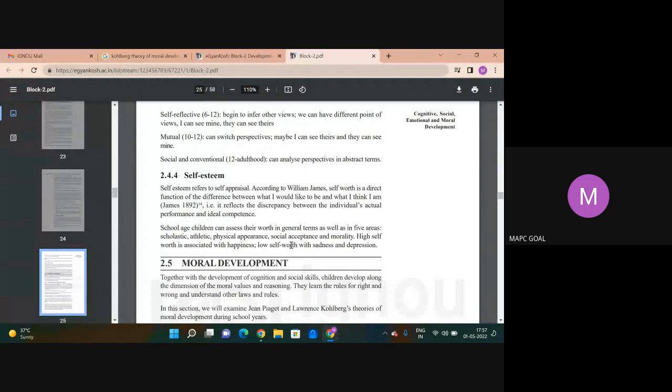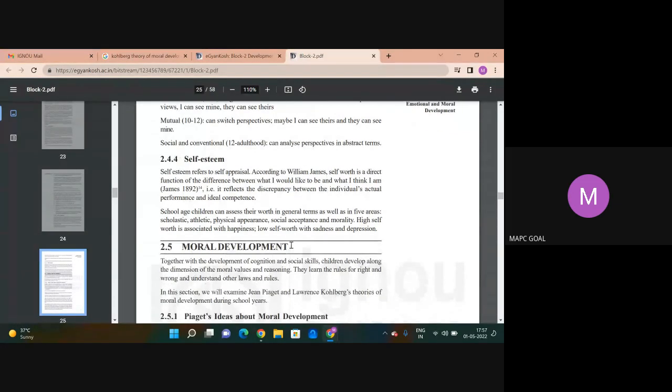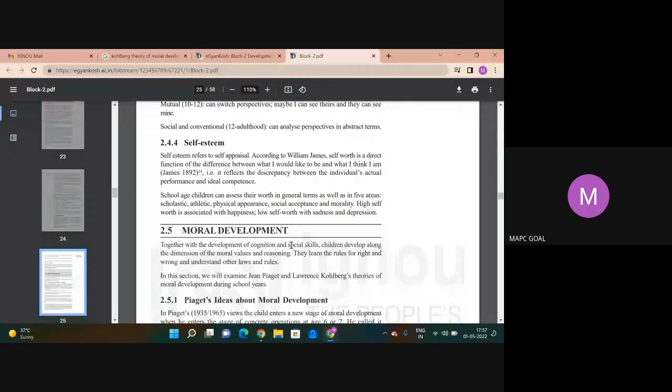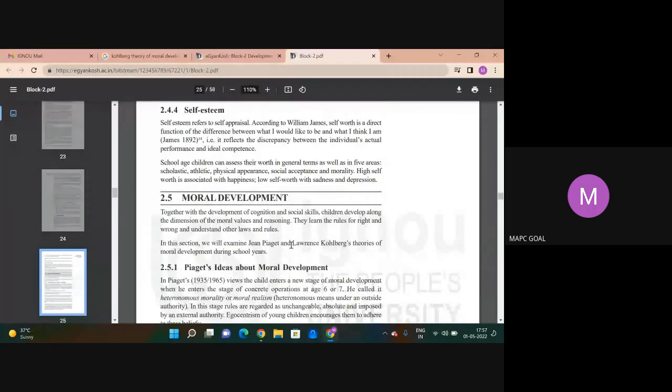Then next we have self-esteem. It refers to self-appraisal. And William James also talked about self-worth. It's a direct function of the difference between what I would like to be and what I think I am. So it's very important that, as a child, we have a proper and high self-esteem. Otherwise, that could lead to problems in certain areas.